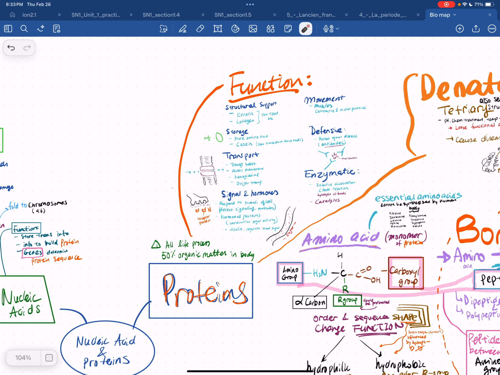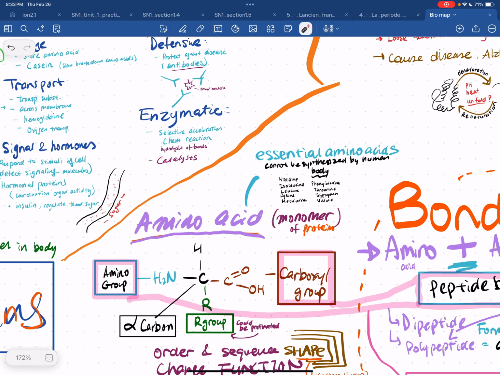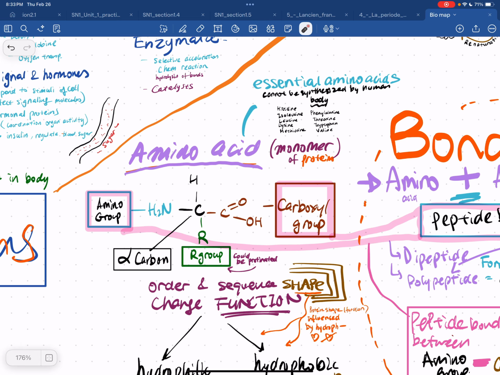It's also about their shape, and their shape will change their functions. So there's something called an amino acid, which is right here. The R group could be very large, looking like a huge molecule, so this R is just to simplify it, I think. Amino acids are the monomers of proteins. They will make polypeptides.